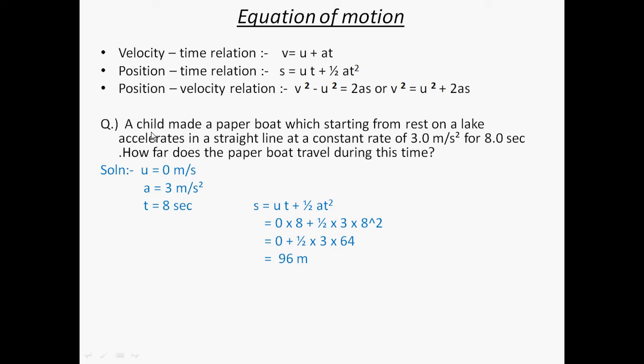So the first numerical will be based on a child made a paper boat which starting from rest on a lake accelerates in a straight line at a constant rate of 3 meter per second square for 8 seconds. That means a child has made a paper boat, it was initially at rest and it is moving in a straight line on the lake, and the acceleration is 3 meter per second square, and the time taken is 8 seconds. Okay, how far did the child's boat go?